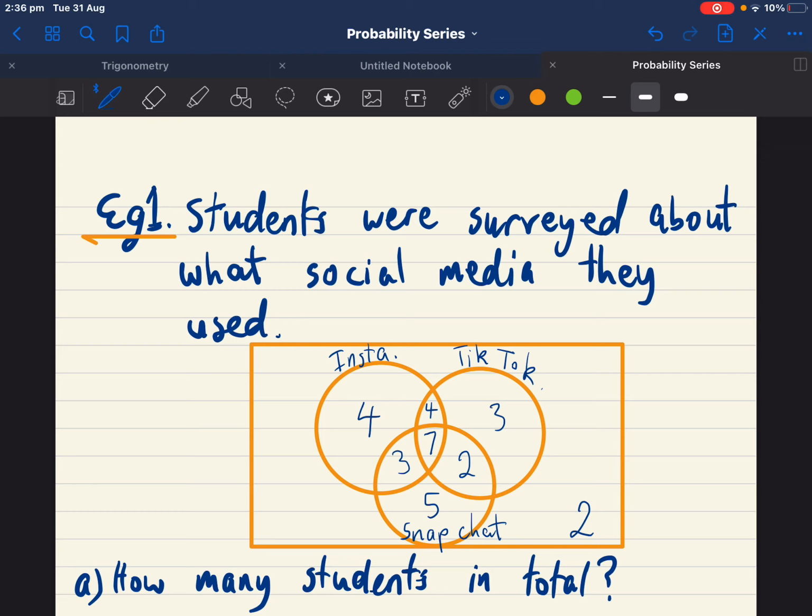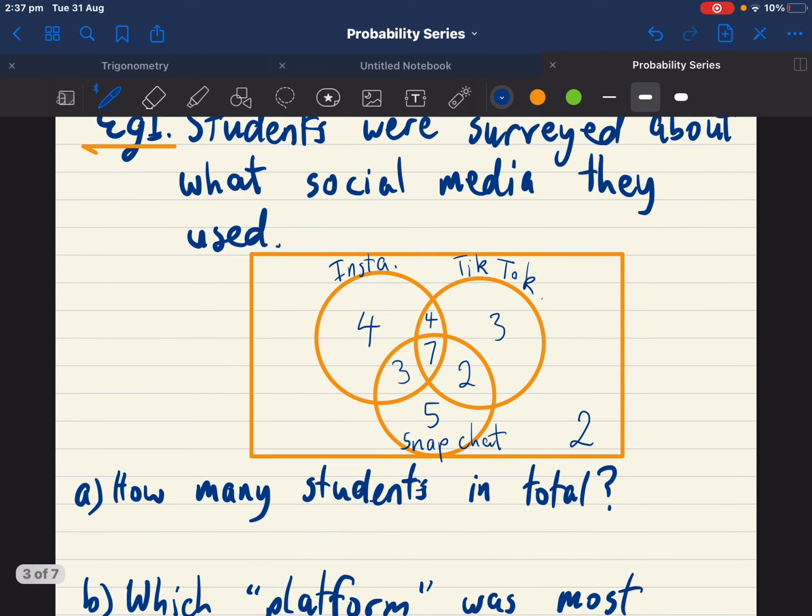You may notice that there's a random 2 down in the bottom right-hand corner. It's inside the rectangle, so it means it's part of the students that were surveyed, right? That 2 there represents 2 students that were surveyed, but they don't belong to either the Insta set, the TikTok, or the Snapchat set, or like circles. So they were students that were surveyed, but they happen to use neither of those 3 social media platforms.